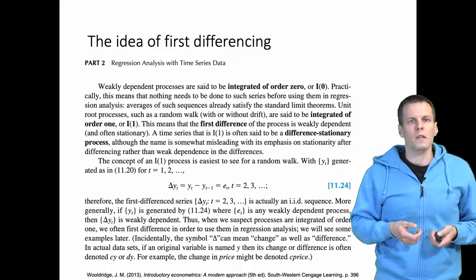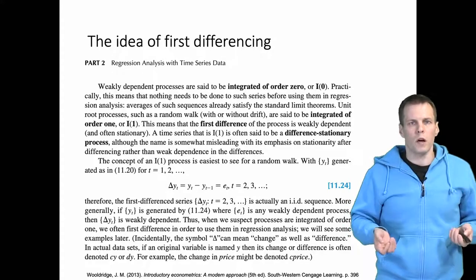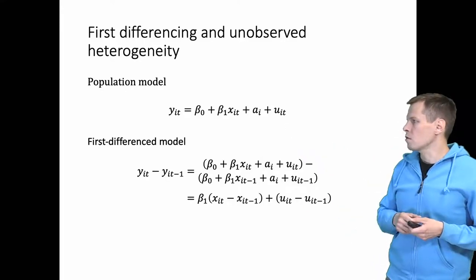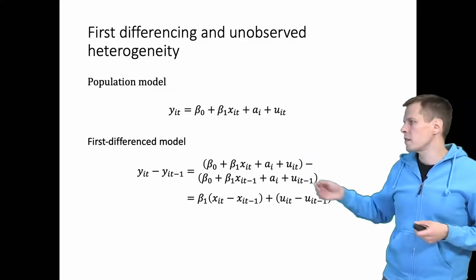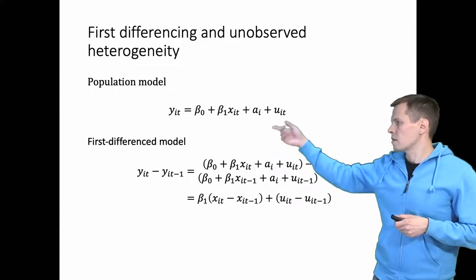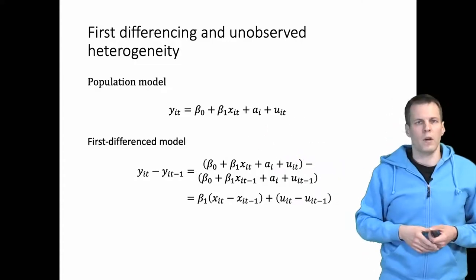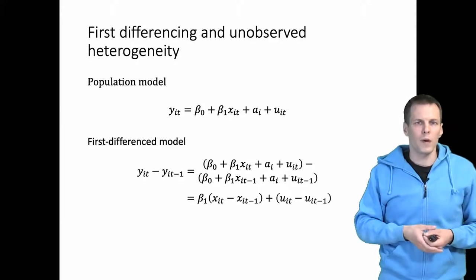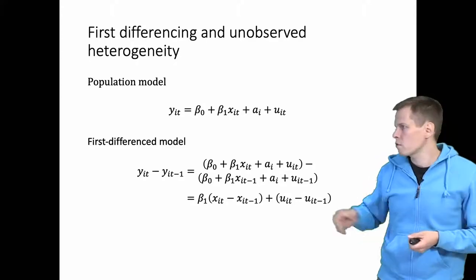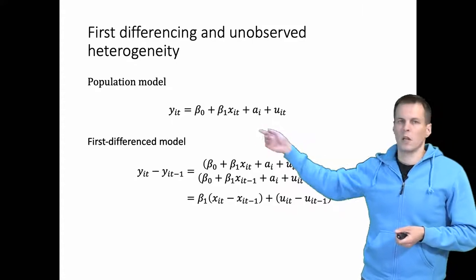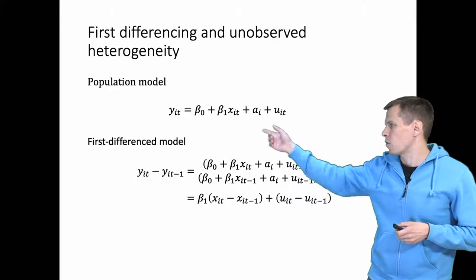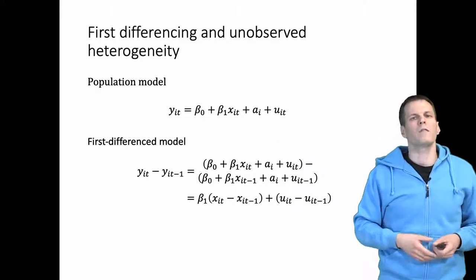First differencing can be used to deal with unobserved heterogeneity. So let's take a look at this population model. We have y equals beta 0 plus beta 1 x plus a plus u_t. So a is the unobserved term, and we don't want to make the random effects assumption, so we assume that a_i can be correlated with x, and we want to estimate specific values or fixed effects for a. So how do we eliminate a from the equation?